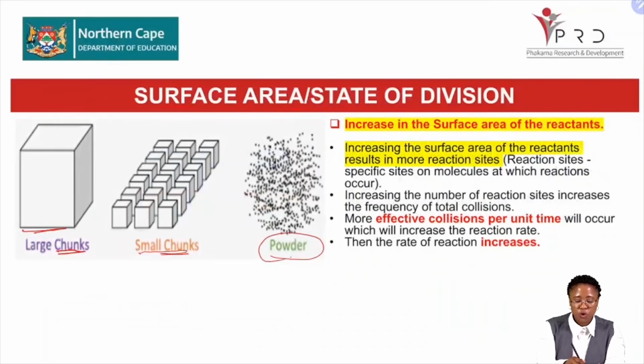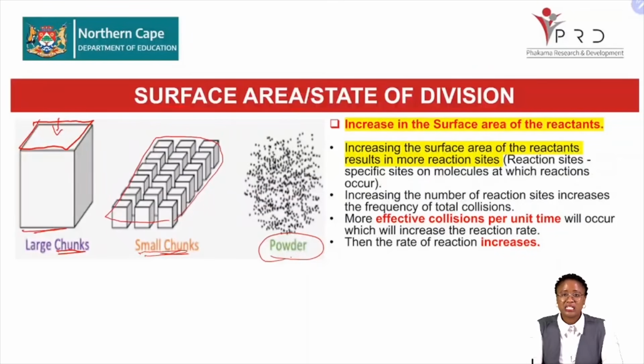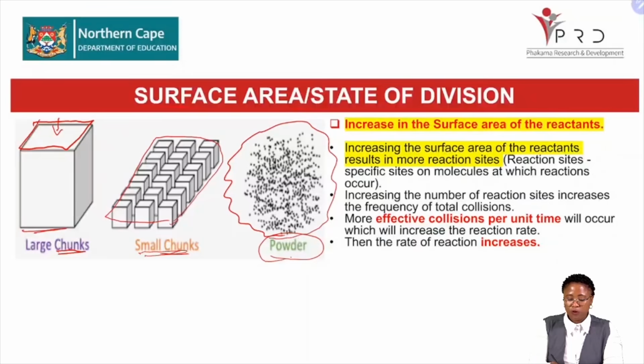So if we look from this point of view, you will see that that is the only space the chunk is occupying, and that is the surface area of the chunk. But if you break down the chunk into smaller pieces, you can see that the surface area has increased. And if you break these even further to make them powder, you will see that the powder takes the larger space of the particles. That indicates that as you increase the surface area, which is the space that the substance is occupying, that is the surface area or the state of division.